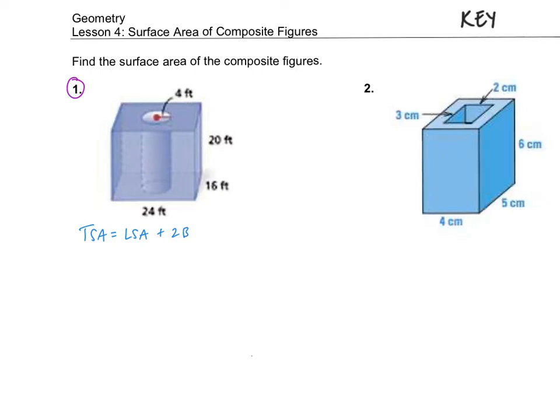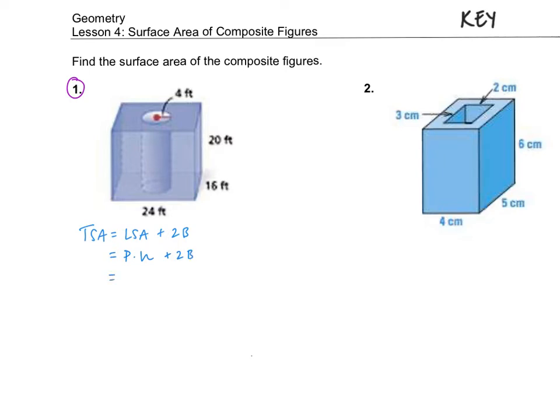Now, we're eventually going to start looking at the circles, the cylindrical parts, but let's just start off with looking at this prism, and then we can figure out how to take away those specific areas. For our total surface area, we have to figure out how to find the lateral surface area first. This is done by taking the perimeter of our base and multiplying it times the height of the prism. Then we're going to add 2 times whatever the area of our bases is.